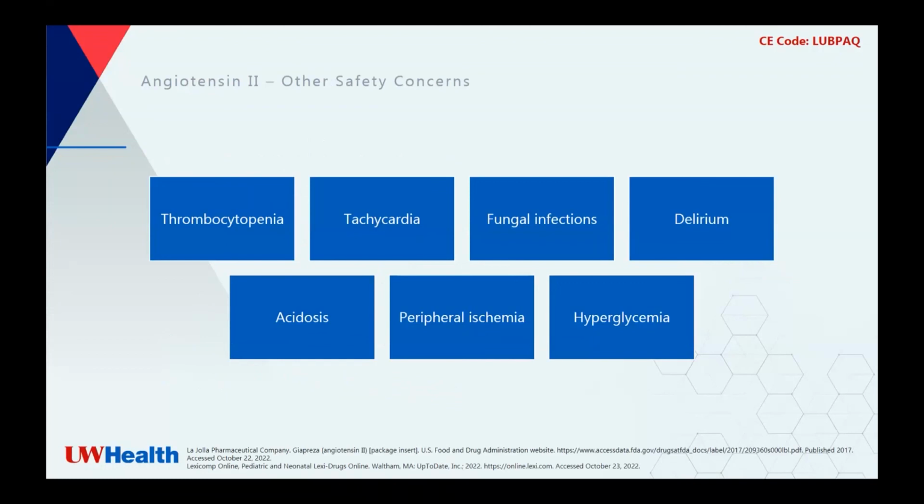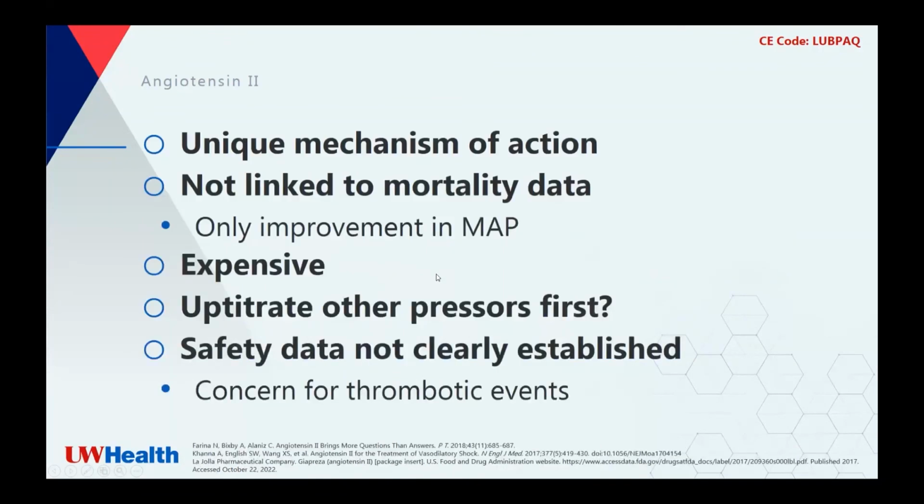These are some other safety concerns that the FDA package insert and the ATHOS-3 trial cite. Thrombocytopenia, delirium, fungal infections, and peripheral ischemia, amongst others, were more commonly reported in the angiotensin II group. So overall, angiotensin II has a pretty unique mechanism of action compared to other pressors or agents that we have, but it's not linked to mortality data. It's only linked to improvement in mean arterial pressure.